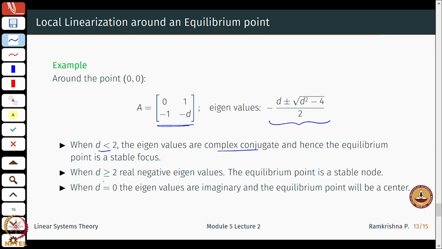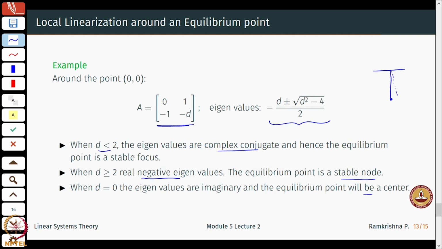Similarly, when d is greater than or equal to 2, there will be real eigenvalues, both of them negative. The equilibrium point here would be called a stable node. When d equals 0, the eigenvalues are imaginary and the equilibrium point will be a center. So, physically this would mean I just have a pendulum which is stable at its downward position.